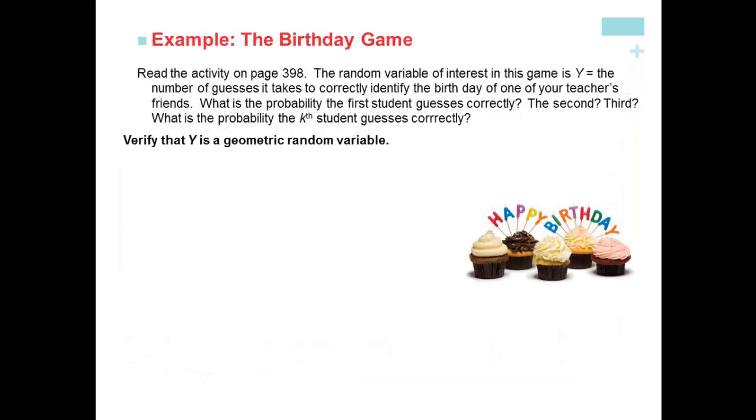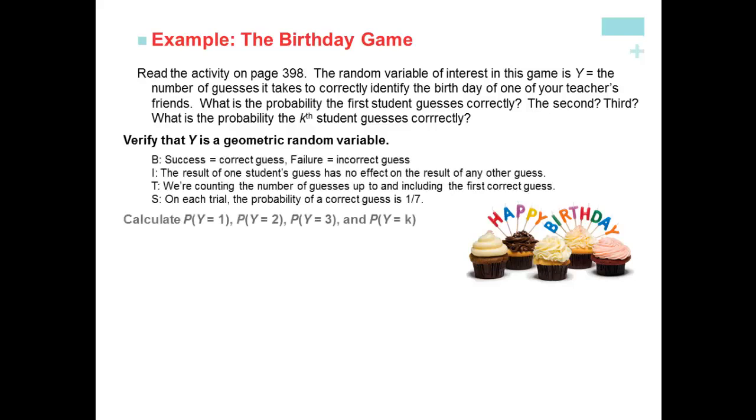Take a moment to pause the video, open your book to page 398, and read the activity on that page. In this example, the random variable of interest is y, which would equal the number of guesses it takes to correctly identify the birthday of one of your teacher's friends. What is the probability the first student guesses correctly, the second, the third, and what is the probability the kth student guesses correctly? First, I need to verify that this is a geometric random variable.